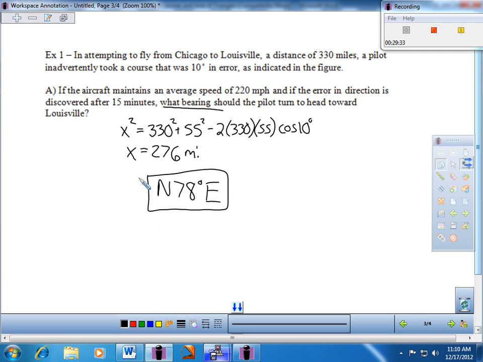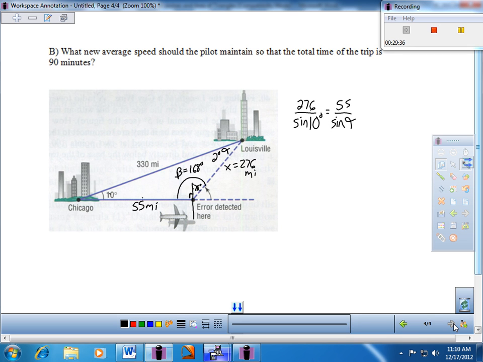That's looking great. And let's see, I know there was a part B. And so let's answer this and round this out. So it says, what new average speed should the pilot maintain so that the total time of the trip is 90 minutes? Interesting, okay. So let's see what's going on here. If I remember correctly, the pilot started here and went for 15 minutes. Everyone okay with that piece? So 15 minutes starting it out, which means the pilot will have 75 minutes to go from here to here. Okay, so the time is going to be 75 minutes.